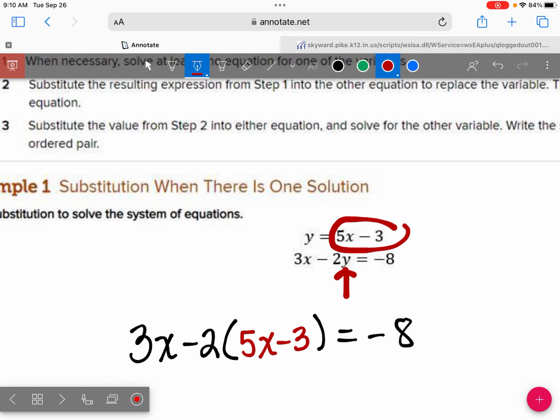Solving was a struggle for us on that last quest. We got another quest next week. So I'm going to go through really slow how to solve for x. Step number 1 is to multiply what's inside of the parentheses by negative 2. So pick up your calculator. You're going to take negative 2 times 5 and then negative 2 times negative 3.